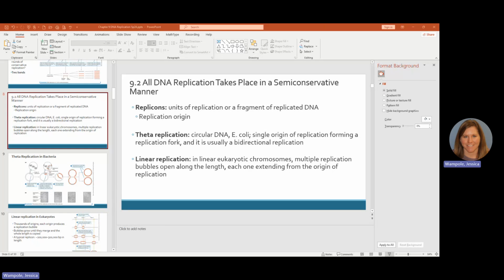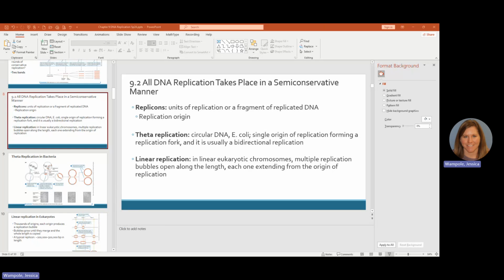We're going to see in just a minute that our double strands have to open up, and then DNA polymerase works to build short fragments at a time at various replication starting points. So I probably won't use the term replicon very often. I'll probably use the term fragment, but if you hear replicon in your SmartBook or in your textbook, that's what they're talking about.